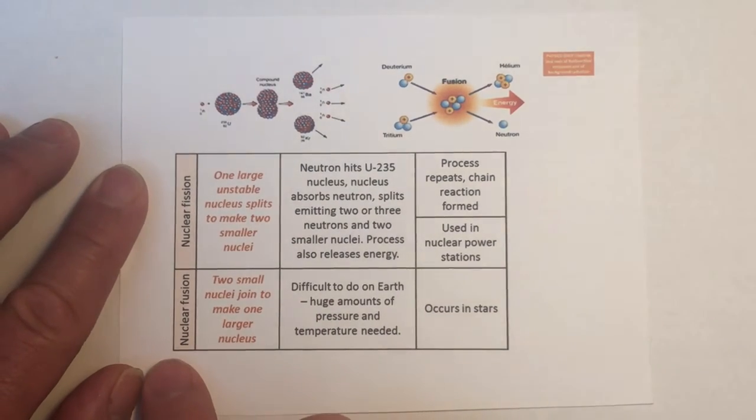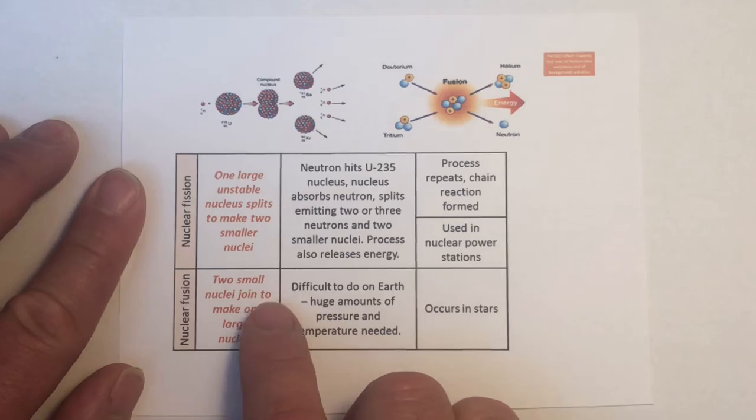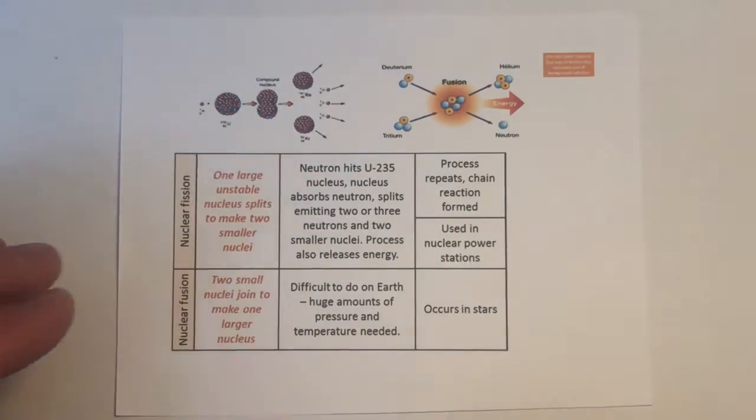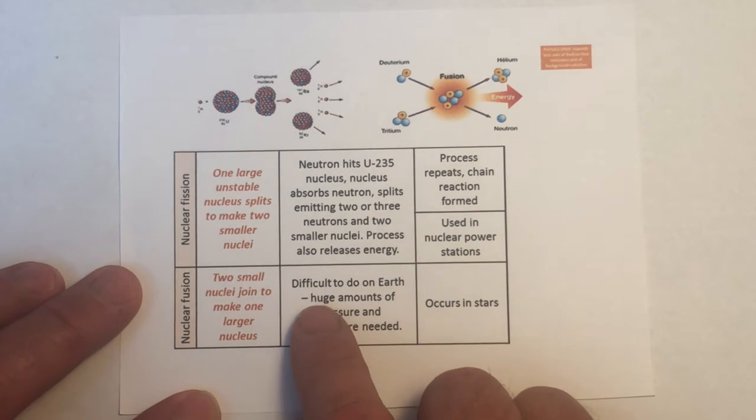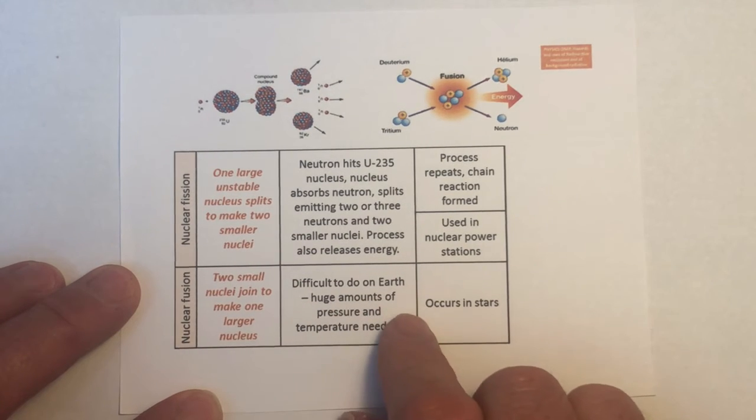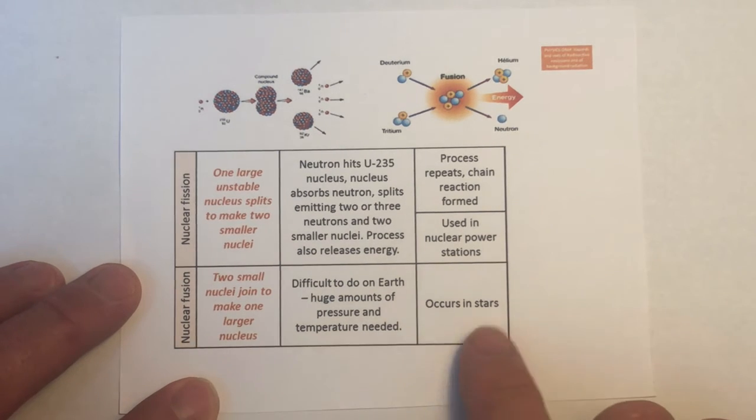Nuclear fusion, if you think fuse, putting two things together, is where 2 small nuclei join to make one larger nucleus. So it's 2 small things that come together to make one larger one. It's very difficult to do on Earth because you need huge amounts of pressure and temperature. Now this nuclear fusion tends to occur in the stars.